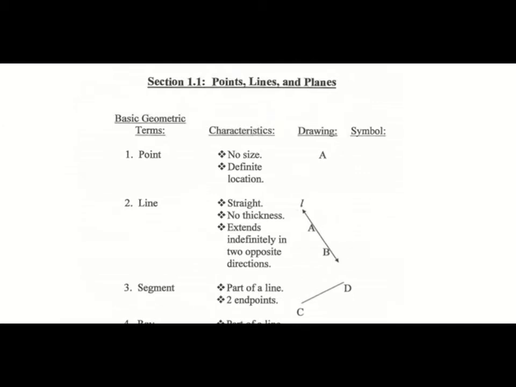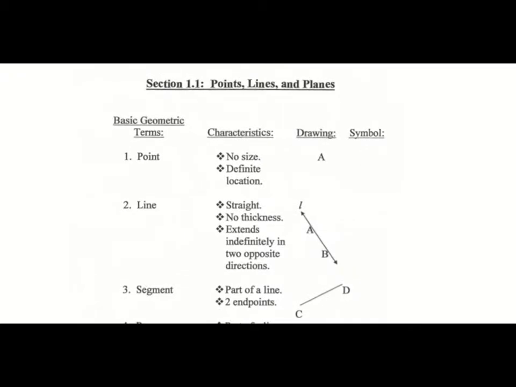In our first section of Chapter 1, we're going to talk about some basic terms for geometry. Our first one is a point. A point has no size and it's a definite location. So when I draw a point, it is something that I could put my finger on. It is one point in space.